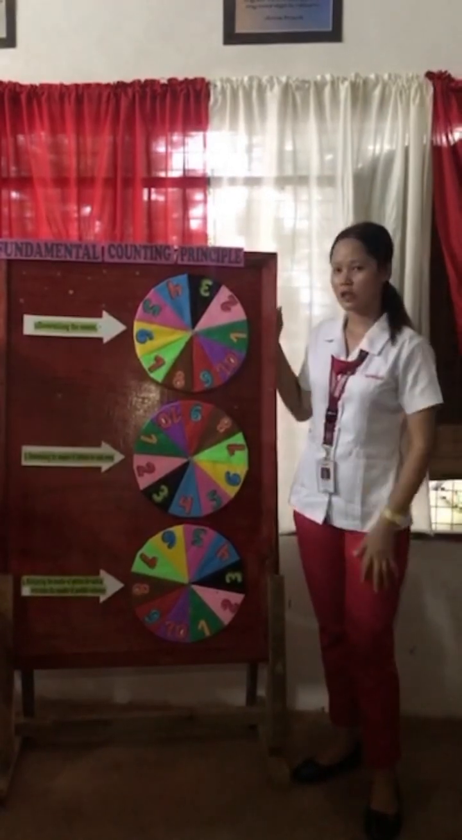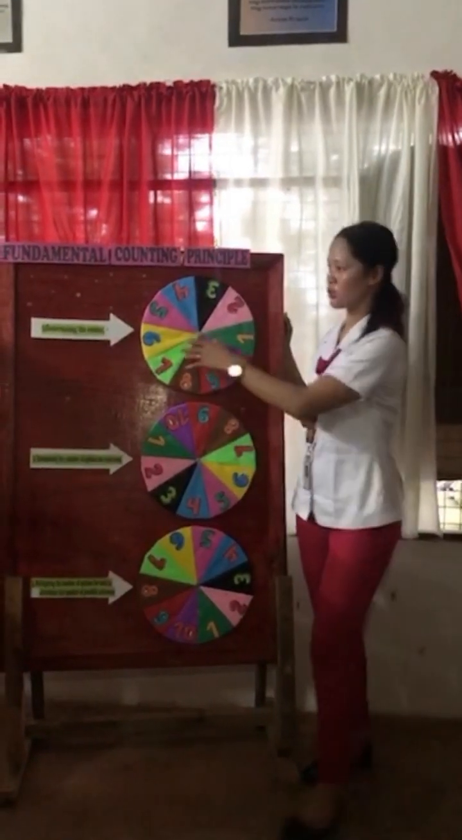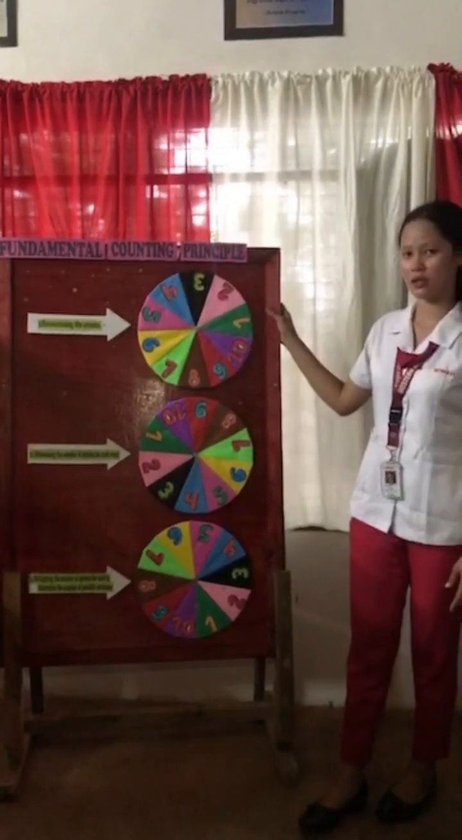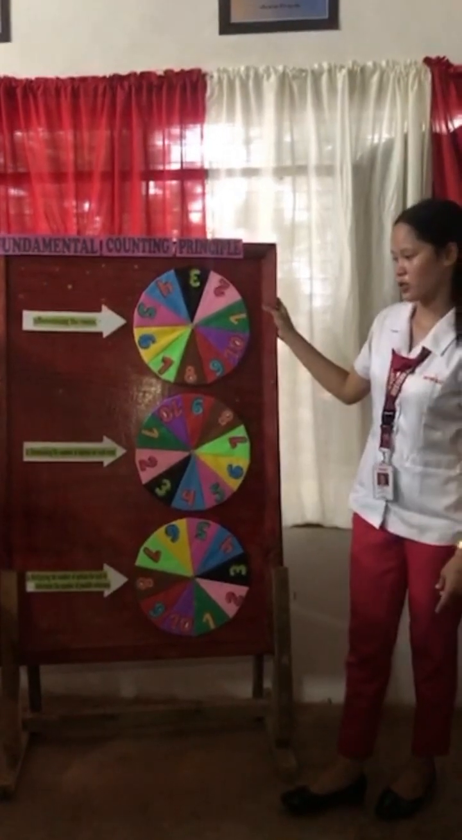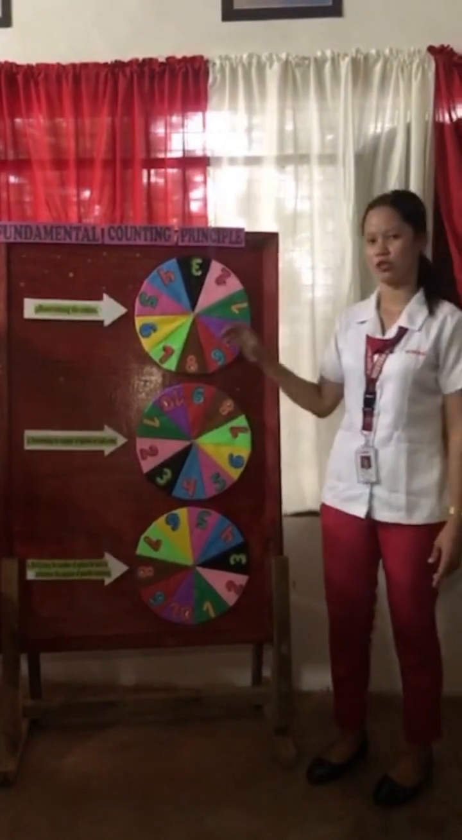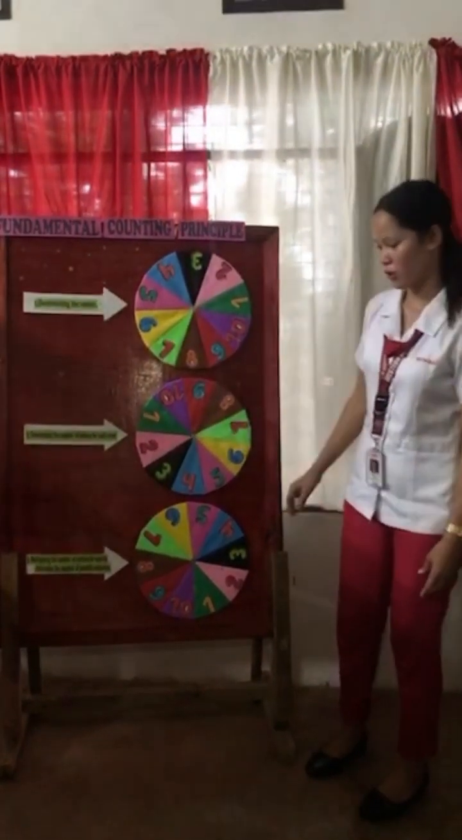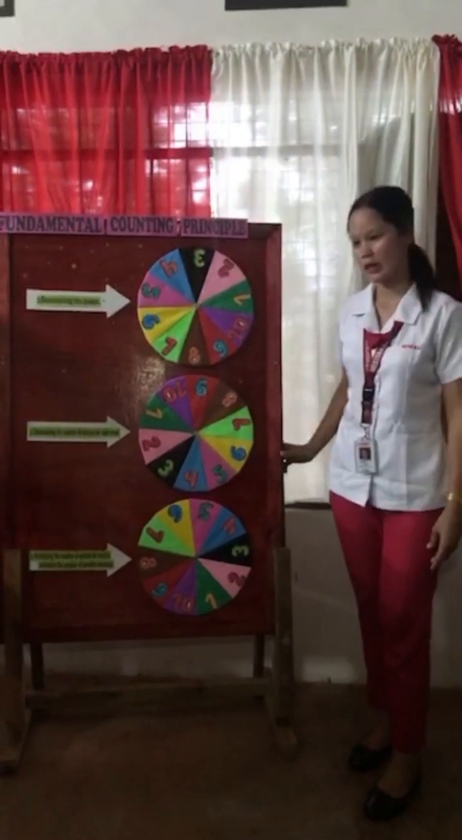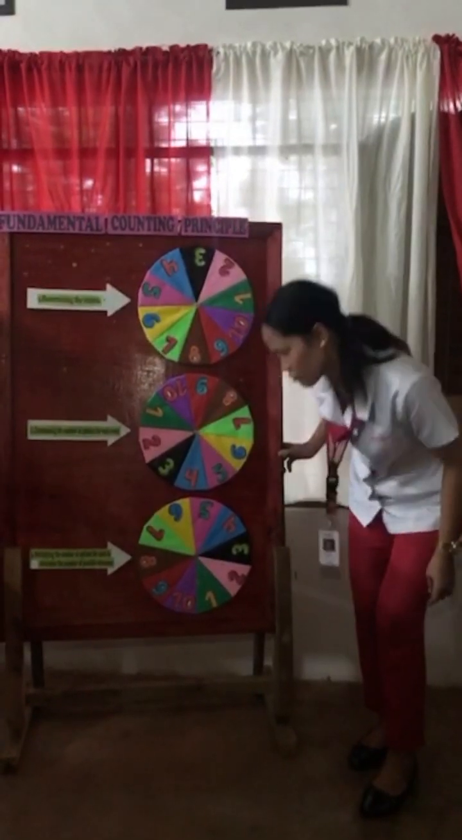The Fundamental Counting Principle has three step-by-step processes to be expressed. The first one, determining the events. The second one, determining the number of options for each event. And the last one, multiplying the number of options for each event to determine the number of possible outcomes.